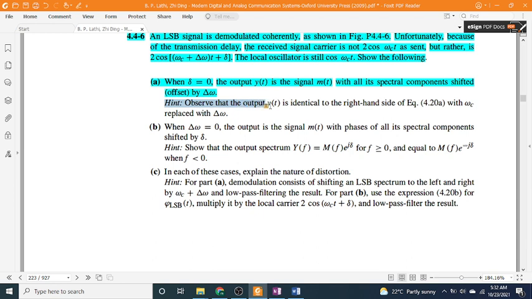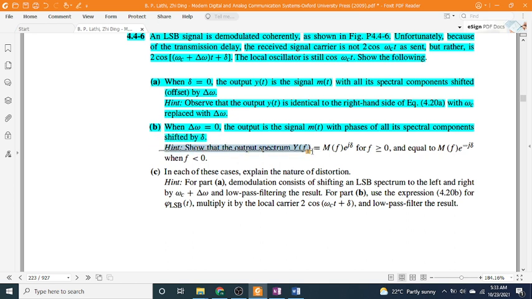Hint: observe that the output y(t) is identical to the right-hand side of Eq. 4.20a, with ωc replaced with Δω. B. When Δω equals 0, the output is the signal m(t) with phases of all its spectral components shifted by δ. Hint: show that the output spectrum Y(f) equals M(f)e^{jδ} for f ≥ 0 and M(f)e^{−jδ} for f < 0. C. In each of these cases, explain the nature of distortion.